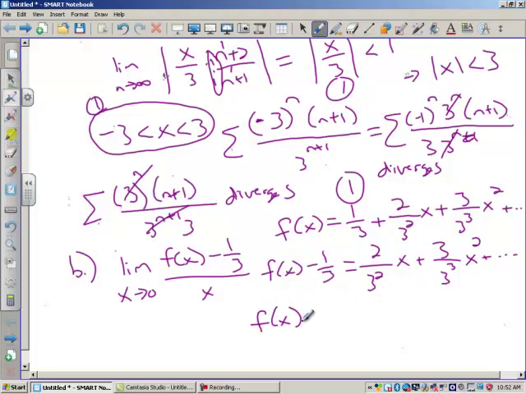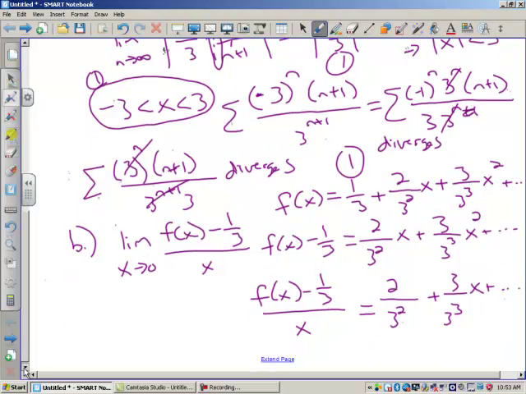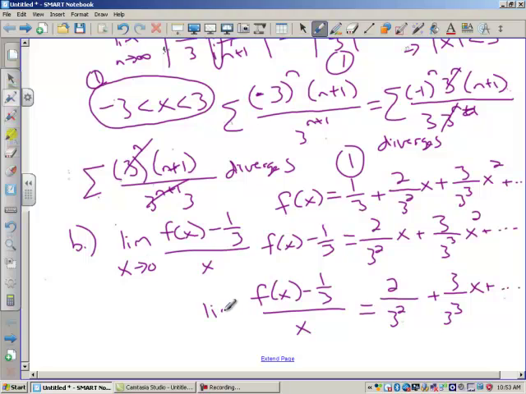So f of x minus 1/3, divided by x, would be, take an x out of every single term over here. You're going to get 2 over 3 squared. The x goes away. And then plus 3 over 3 cubed x to the first, we divided an x out. And every term after that is going to have an x in it.